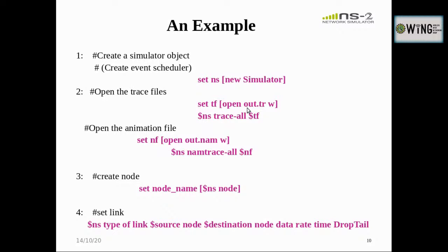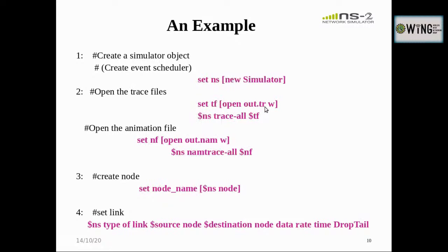Object-oriented language. Correct? No? How to create the object, how to open a file in case of an object-oriented language, with the help of the open command. Understood? What is the command? If you want to open any file, the open command. What is the first file I have to open? One is the animation file and one is the trace file. All the animation files will have an extension of .nam. All the trace files will have an extension of .tr.